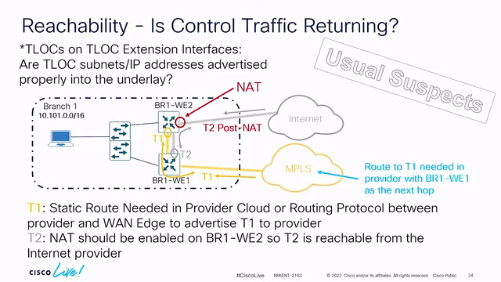And with the internet side, making sure that we have NAT configured on our physical interface so that TLOC can be reachable from the underlay, and the internet can reach it from go to the post NAT address for that. So again, another usual suspect.